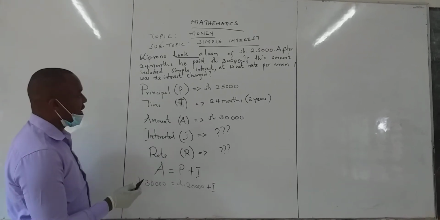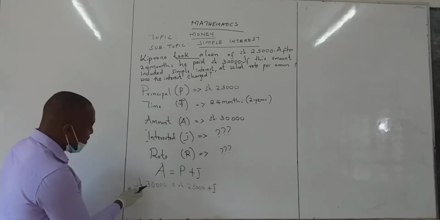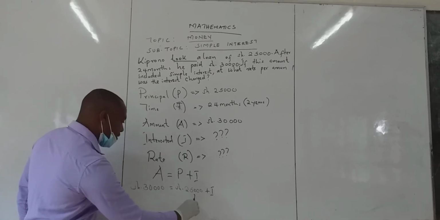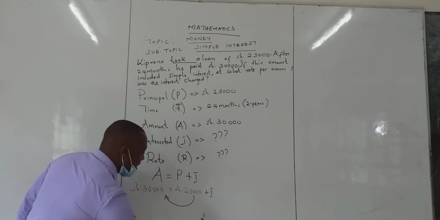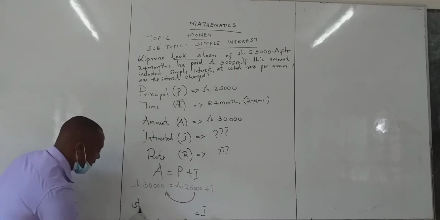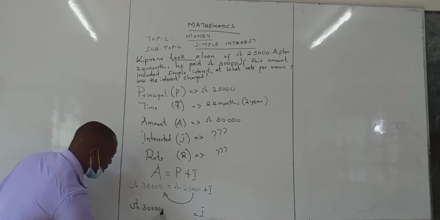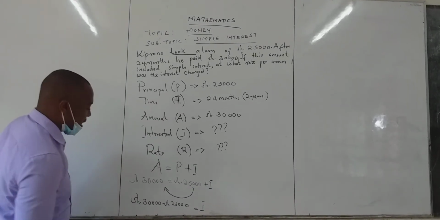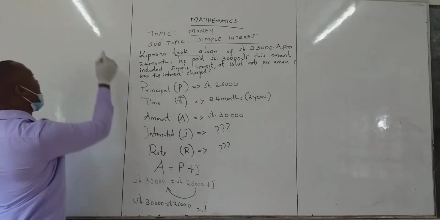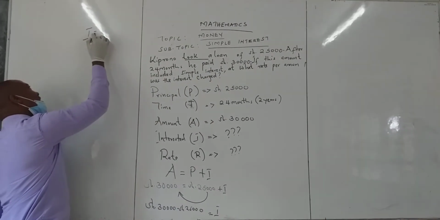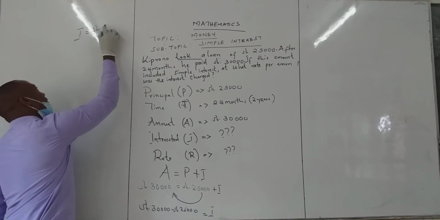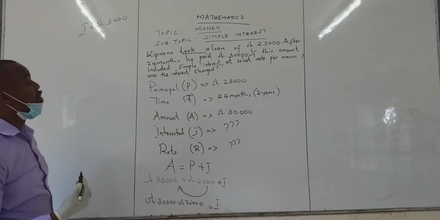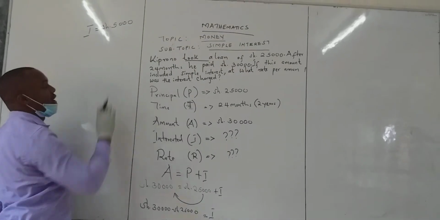I'll take you back to the question for you to understand this. We have been told that this amount includes the interest. Now, how do you get the interest? Transfer this to the other side. You remain with only interest this side. Now you will have 30,000 shillings minus 25,000 shillings. When you subtract, you get your interest as 5,000 shillings. The interest that Kiprono gave the bank after 2 years was 5,000 shillings.